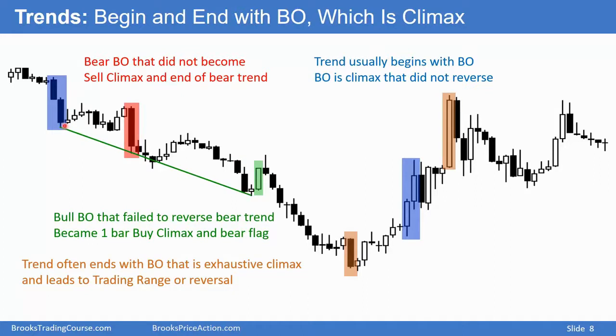Here we have a sell climax, a pair of bear bars, maybe a third push down, 1, 2, 3, and we have a reversal up. This is an exhaustive end of the trend. Yet, it did not lead to a bull trend. It simply led to a pause in the trend. The market rallied above the top of the sell climax, formed a double top with that high or this high, and then the bear trend resumed. It became a one-bar buy climax, and in this case, it was simply a bear flag.